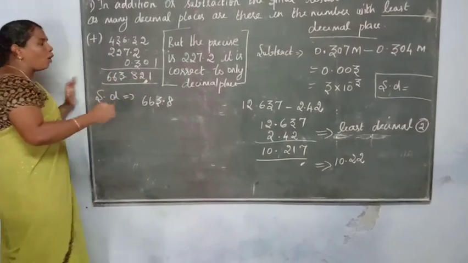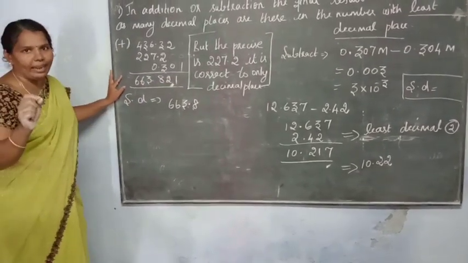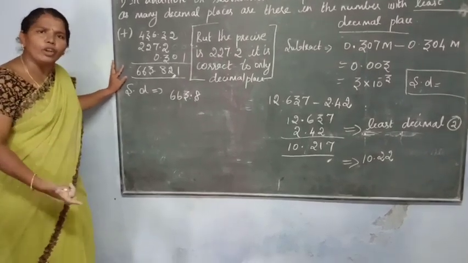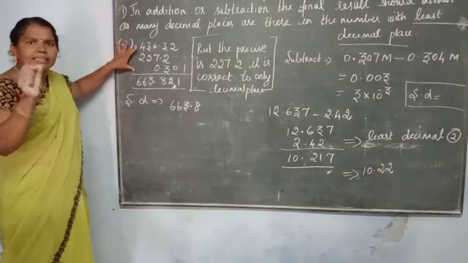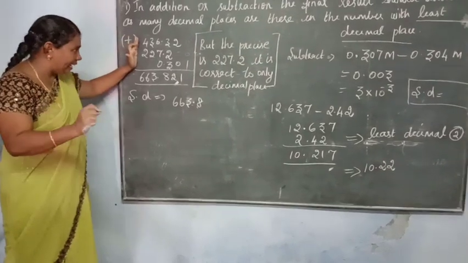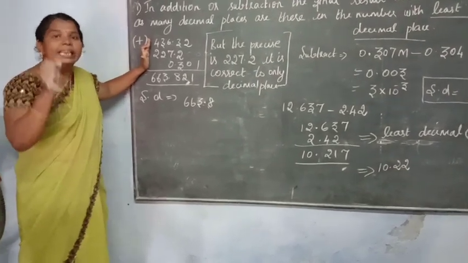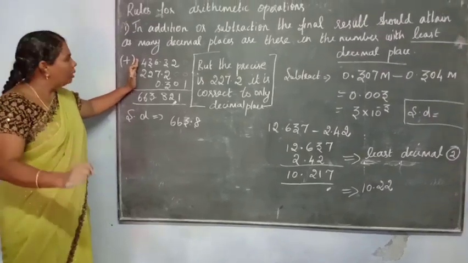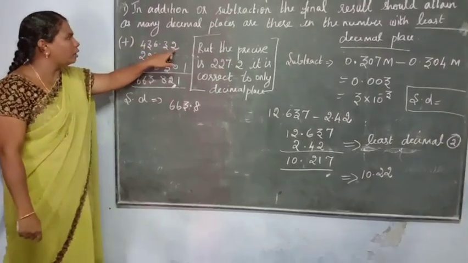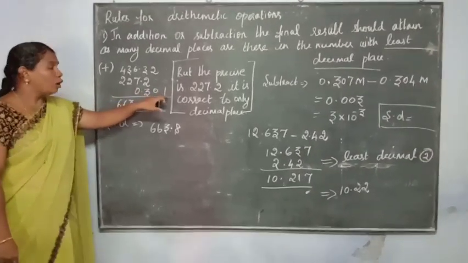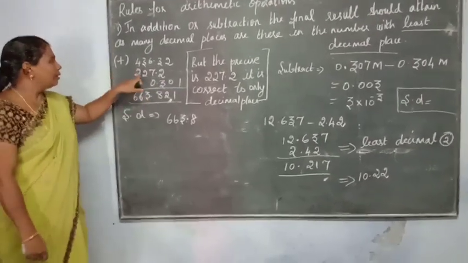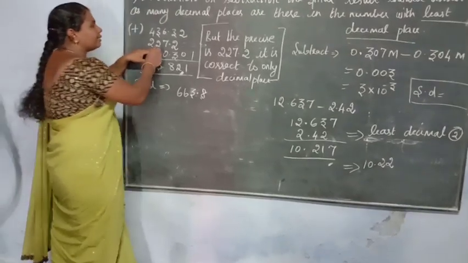663.821. Now you have to determine that value in a significant manner. How will you write it? See which number has the least decimals. Among these three, which one has the least decimal value? Here one, two. Here one. Here one, two, three. So this one is the least decimal value.